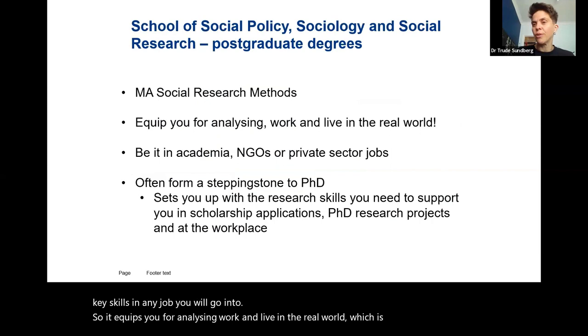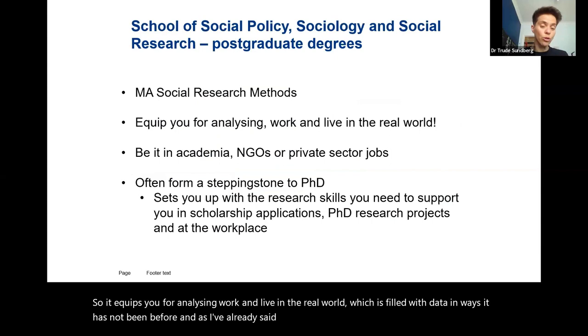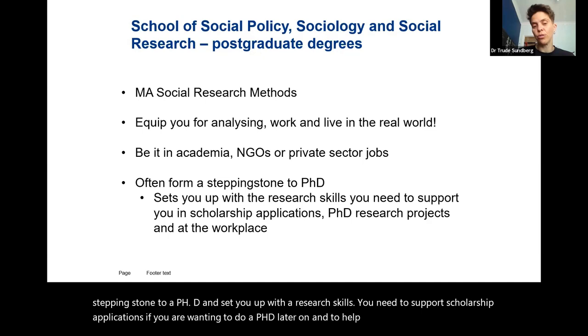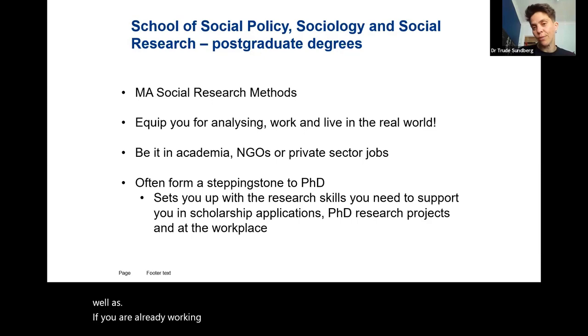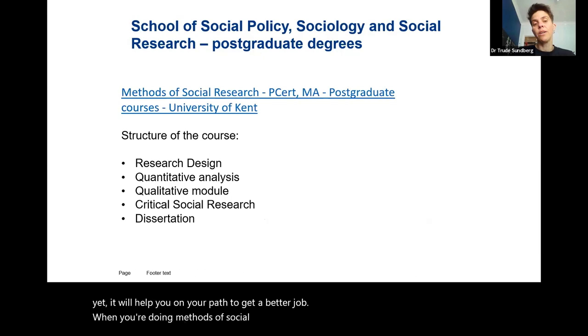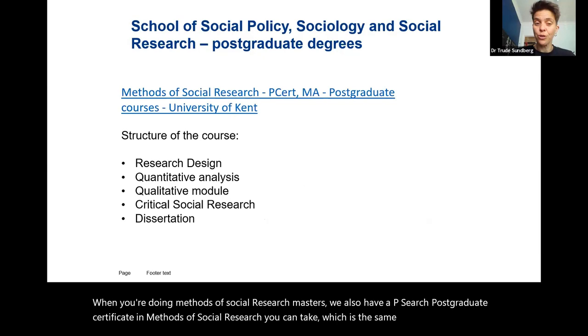And as I've already said, an MA in social research methods often forms a stepping stone to a PhD and sets you up with the research skills you need to support scholarship applications if you want to do a PhD later on, and to help shape research projects. If you are already working, it might help you in that career. If you haven't gotten to that stage yet, it will help you on your path to get a better job. When you're doing the methods of social research masters, we also have a PGCert, a postgraduate certificate in methods of social research you can take, which is the same modules without a dissertation.